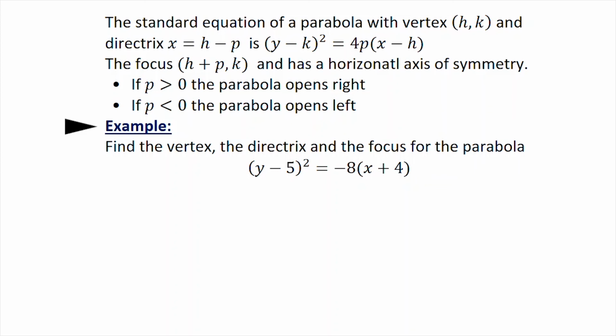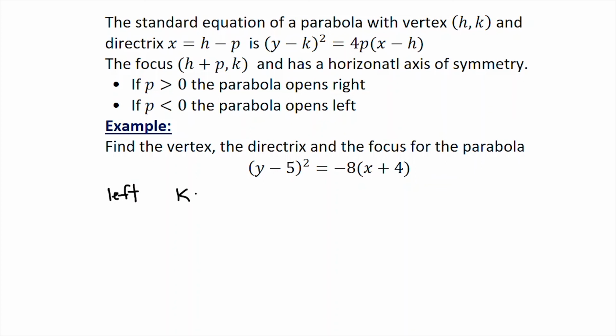In our example, we want to find the vertex, the directrix, and the focus for the parabola y minus 5 all squared equals negative 8 times x plus 4, and I can pretty clearly see it's going to open to the left because it's negative in front of that x. And this is an equation that's already in the standard format, so I'm going to be able to just read off a lot of these values.